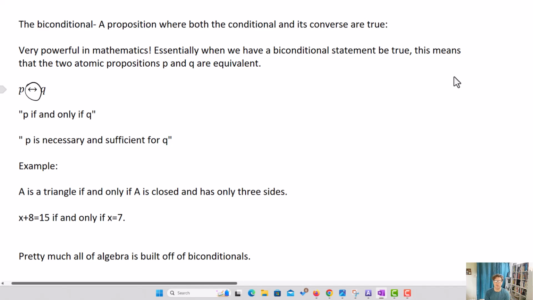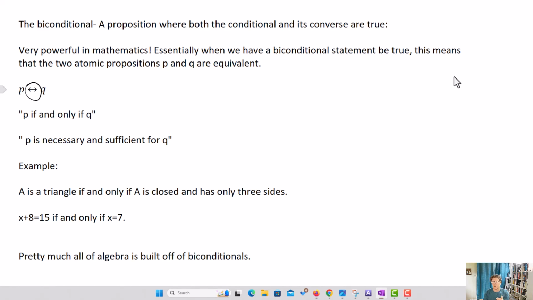P if and only if Q is what we say. So P is necessary and sufficient for Q. You can see some of these examples. Like, A is a triangle if and only if A is closed and has only 3 sides. If I know that A is closed and has only 3 sides, then I know that A is a triangle. If I know that A is a triangle, then I know that A is closed and has only 3 sides. I know them both to be true all the time for each other.